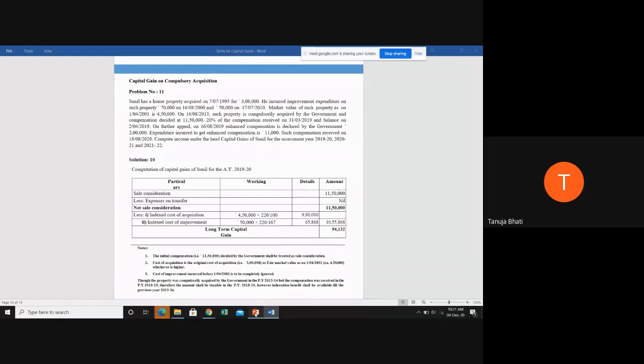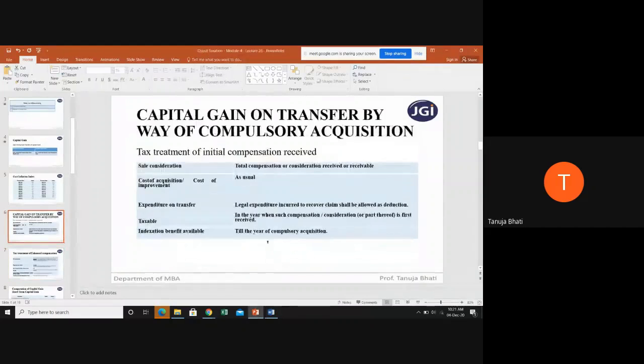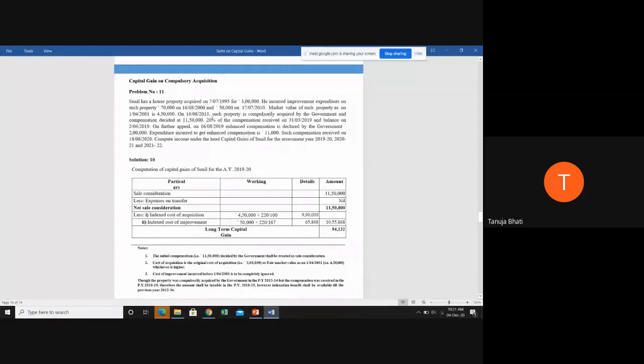We have seen here that it is taxable in the year in which such compensation or part thereof is first received. So the entire compensation is taxable in that year where you're receiving the first part. The first part is received in the year 1819, that is assessment year 1920. So the entire 11,50,000 will be taxable in the year 1920.